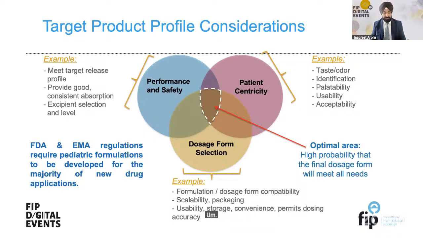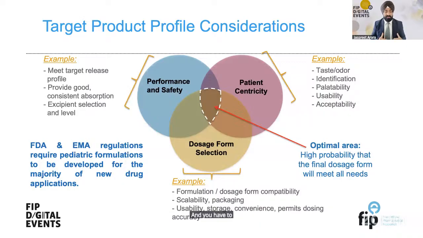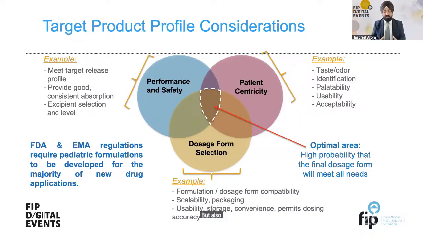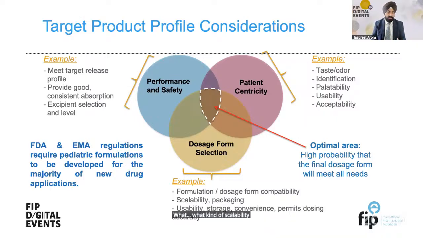There are also performance and safety aspects. You have a target release profile, whether it's immediate release or modified release. You need the drug to be sufficiently absorbed. And for some of those cases, you need bioavailability enhancement, and you have to select the right excipient. So that's the performance and safety aspect. There are the patient centricity and what the patient needs are, but also what the final dosage form is. Is it going to be a sprinkle cap? Is it going to be multi-particulates filled in a capsule? What kind of scalability, packaging, all these considerations make up what's called a target product profile.